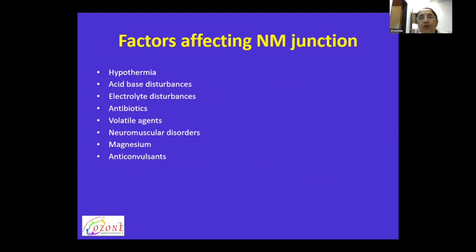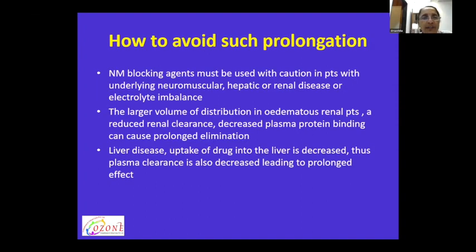The factors which affect the neuromuscular junction, I am just mentioning the names: hypothermia, where metabolism of neuromuscular drugs is definitely decreased, leading to prolonged elimination, and it will take time for reversal. Then acid base disturbances, electrolyte disturbances, antibiotics, volatile agents, neuromuscular disorders, use of magnesium, and anticonvulsants that affect the neuromuscular junction. In such cases, we have to use NM blockers very cautiously, so we have to increase the interval between the aliquots of NM blockers. Now, how to avoid such prolongation?